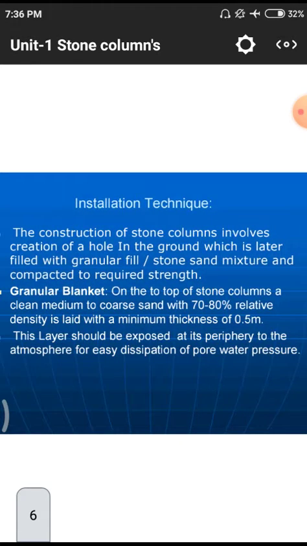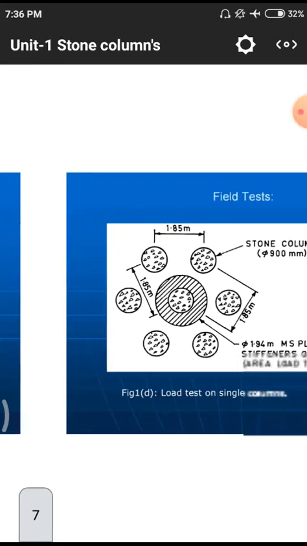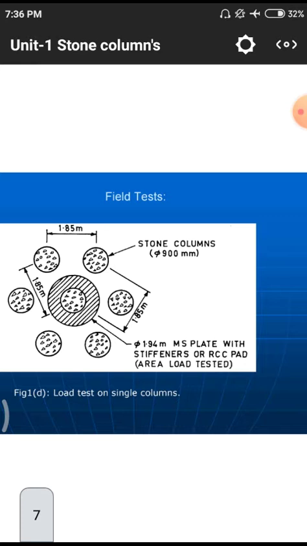This is the installation technique of the stone column and its materials, and how we need to associate it with the ground level, the top of the ground level, and below the ground level. These are the tests we need to conduct on particular columns.